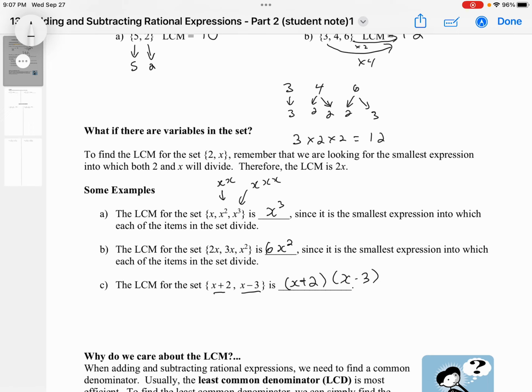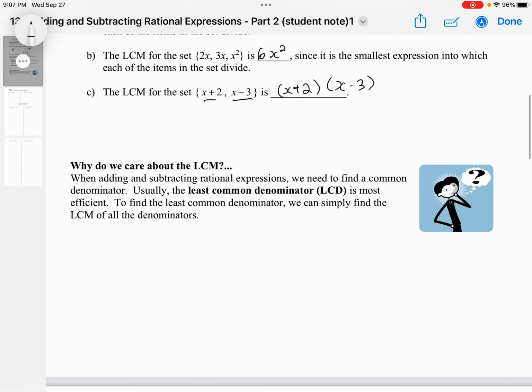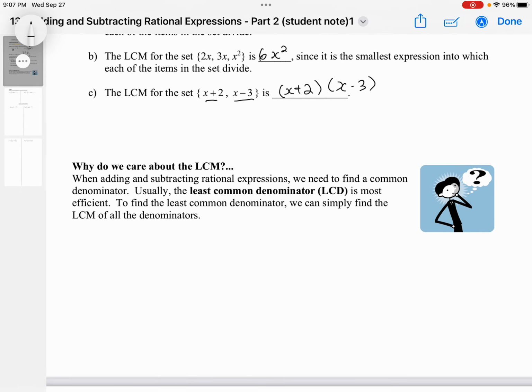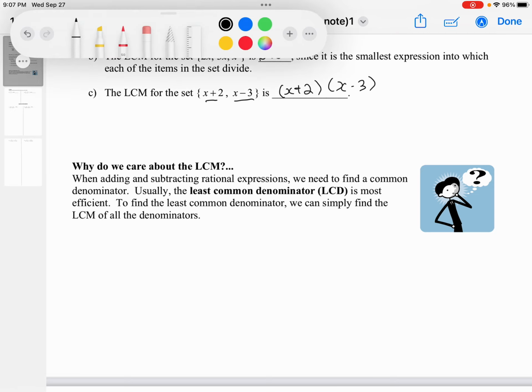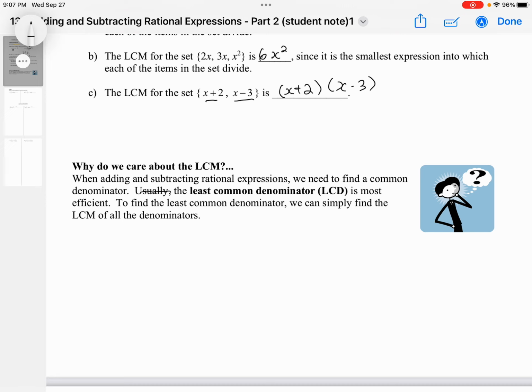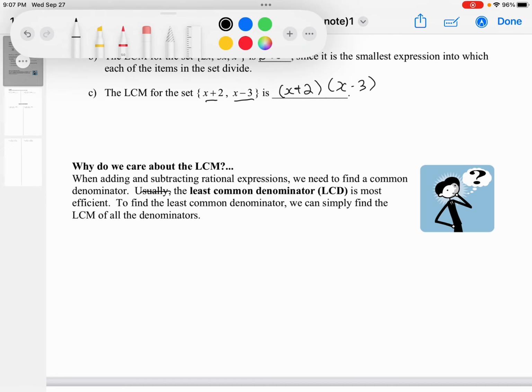But anyways, hopefully C is actually good news. That you look at it and go, okay, well, if there's these binomial, like x plus 2 or x minus 3 factors, if I want the least common multiple, I just need something that has both those factors in it. One little note here, and again, I'll pause here if you're scrambling to copy. Why do we care about the least common multiple? When adding and subtracting rational expressions, oh, this needs to be highlighted. We need to find a common denominator. We know that. Usually, the least common multiple is most efficient. And maybe you didn't care about least efficient before. You're like, well, what do I care?